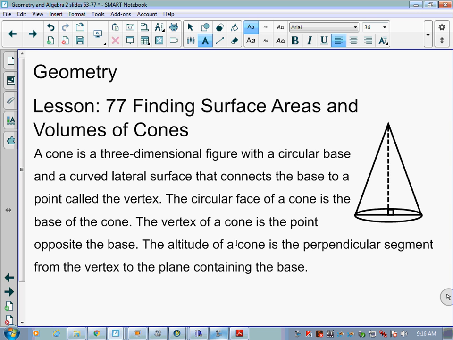So a cone is a three-dimensional figure with a circular base, right? I think most of you in here know what a cone is. It's got a curved lateral surface. That lateral surface is that outside length from my base to my vertex. The circular face of a cone is the base of the cone. The vertex of a cone is the point opposite the base. The altitude of a cone is the perpendicular segment from the vertex to the plane containing the base. Right? So there's a lot of specific terminology here.